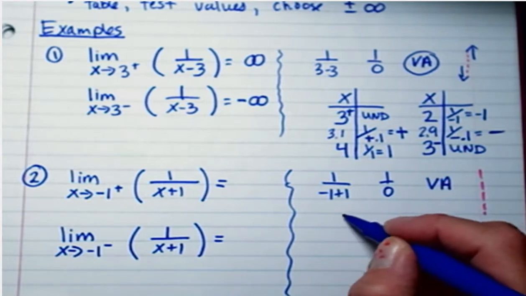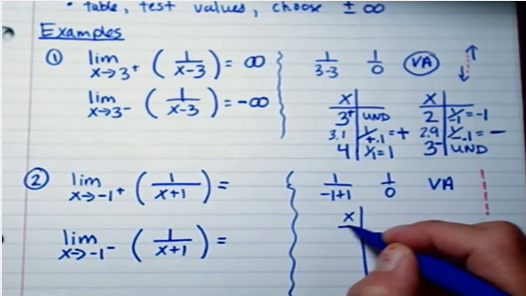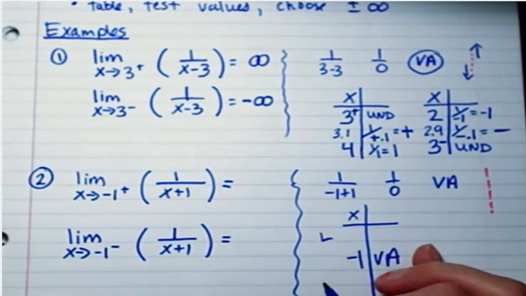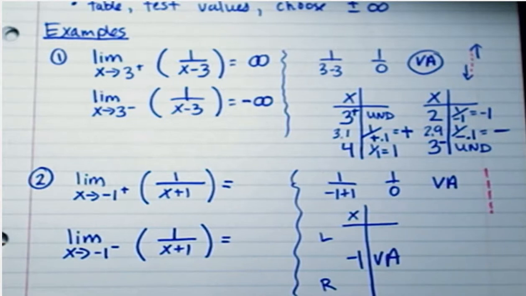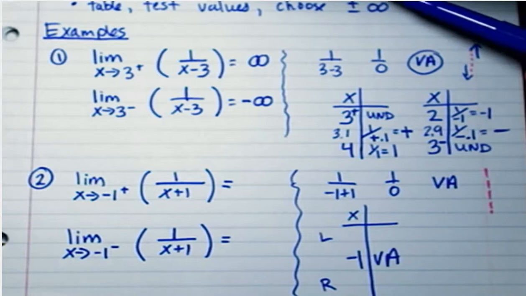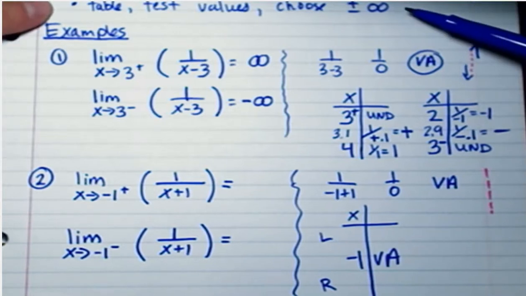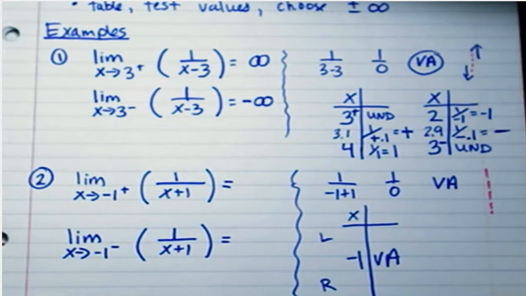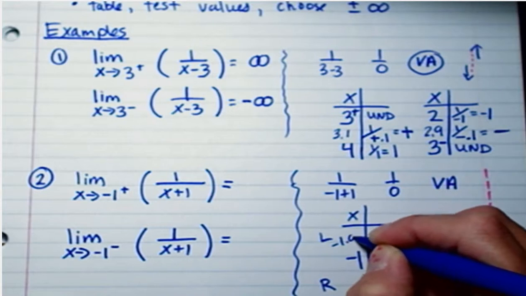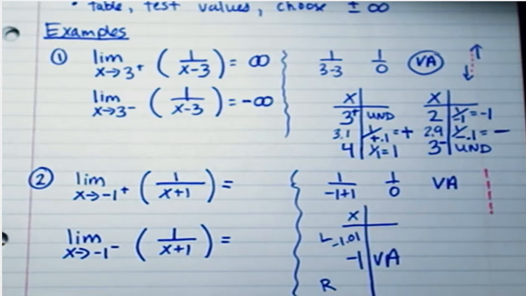You can write it in 2 tables. You can write it in 1 table. At -1 there's a vertical asymptote. I need the left and I need the right. So I plug in and I get 1 over 0, so that's a vertical asymptote. The next thing I do is I make a table and I test my values and I choose positive or negative infinity. -1.01. Anything to the left.